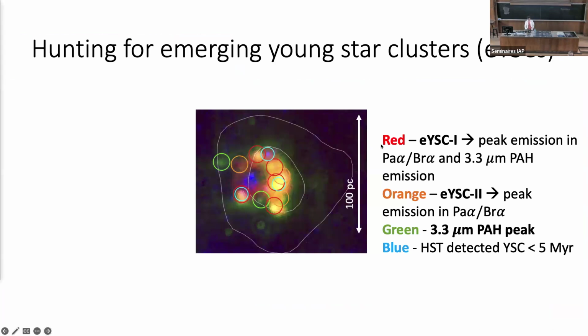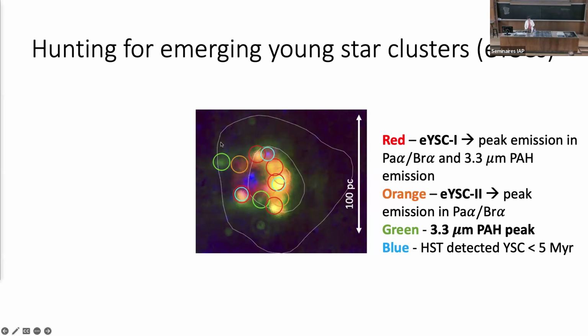The color here stands for different classes. What we call EYSC1 are deeply embedded objects that still have PAH associated with them, while the EYSC2 have already lost their PAH. So we are looking just at normal HII regions, as we have seen before.